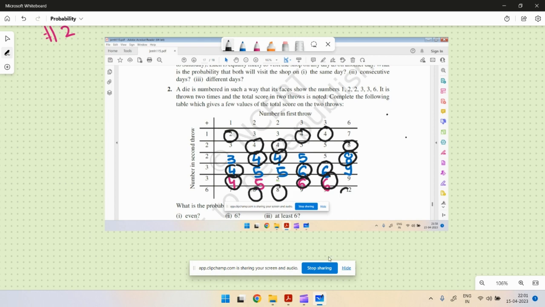So the even scores are 6, 4, 4, 6, 6, 8, 8, and 12. The total count is 1, 2, 3, and so on up to 18. So the probability of getting an even score is 18 upon the total, which is 36. So the probability is 18 by 36, which is nothing but 1/2.